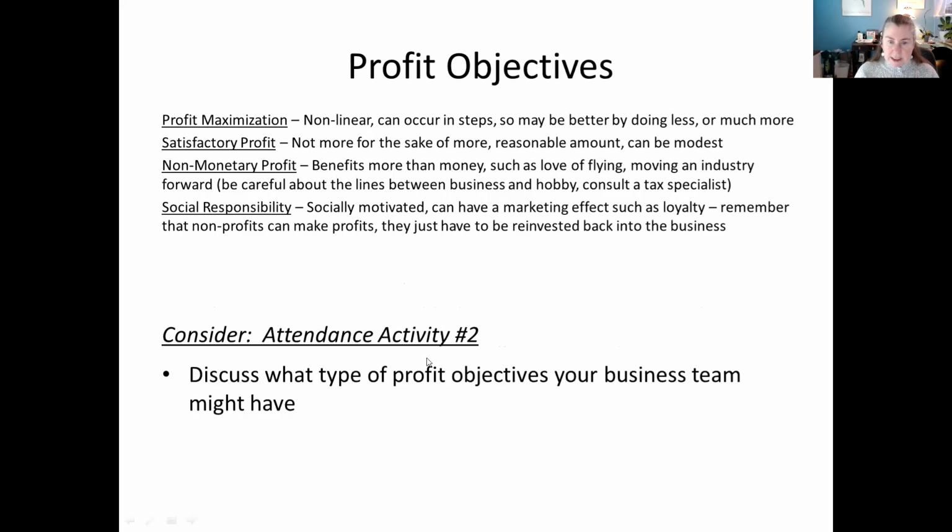So for attendance activity 2, this is the slide we're talking about. I would like you and your team, if you have a business team, to get together and think about, for the first year or two of your business, what type of profit objective do you as a team want to accomplish? You can post that along with your draft budget.